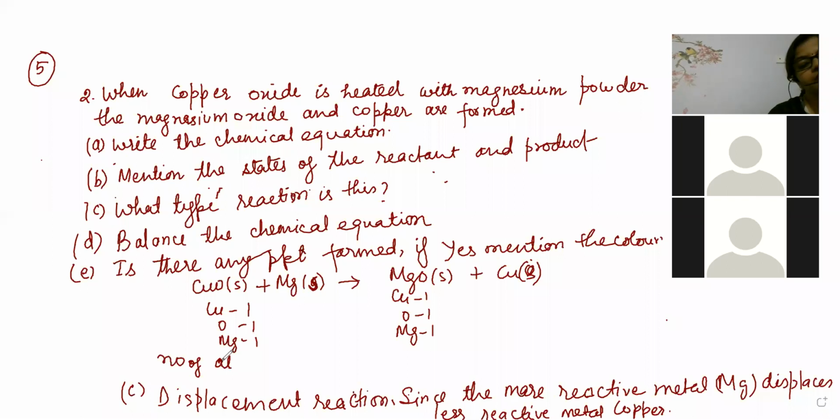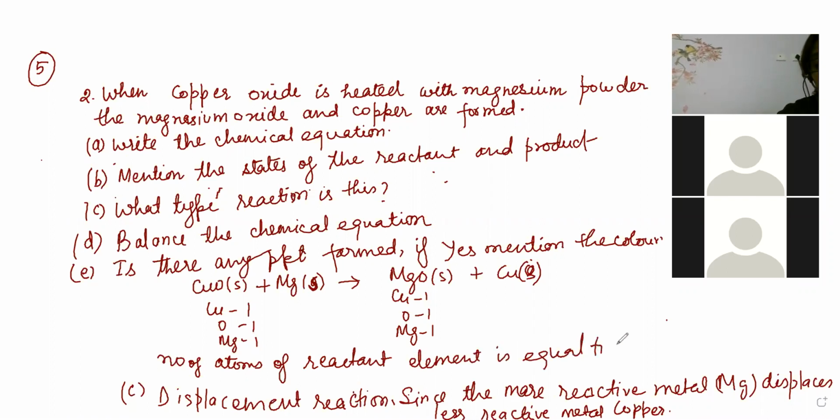Number of atoms of reactant element is equal to number of atoms of product element. Hence, it is balanced.